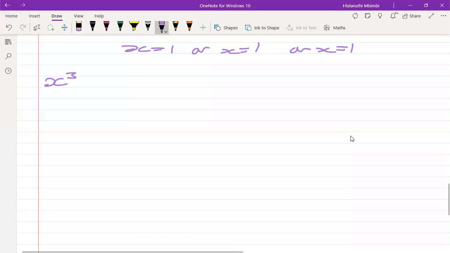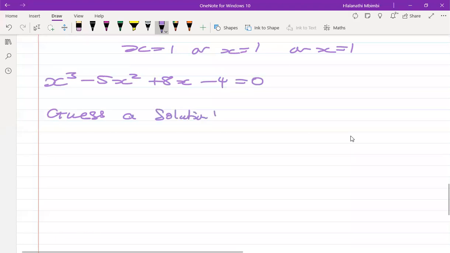We have x to the power 3 minus 5x squared plus 8x minus 4 is equal to 0. We need to guess a solution, or a value of x. It's not really a guess. Maybe it's a guess. So we're going to try x is equal to 1, try x is equal to -1, try x is equal to 2, and look at which one works. Can someone tell me which one works, or where you get 0?